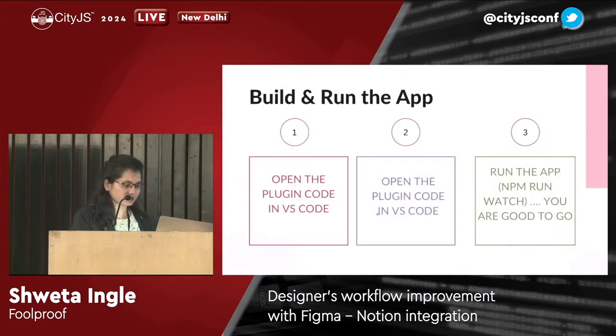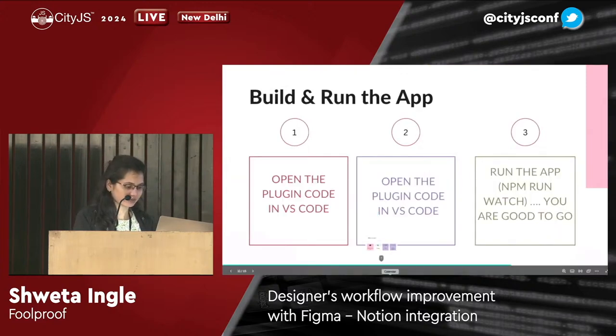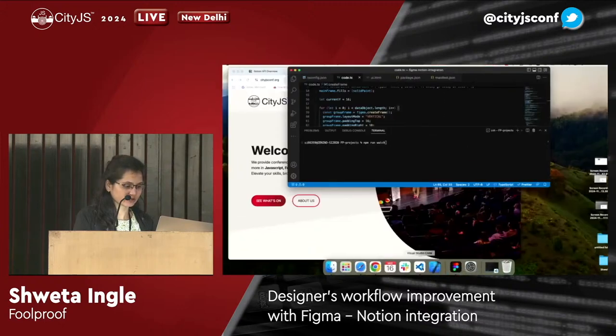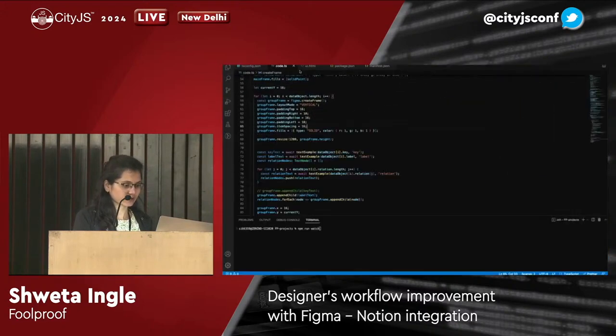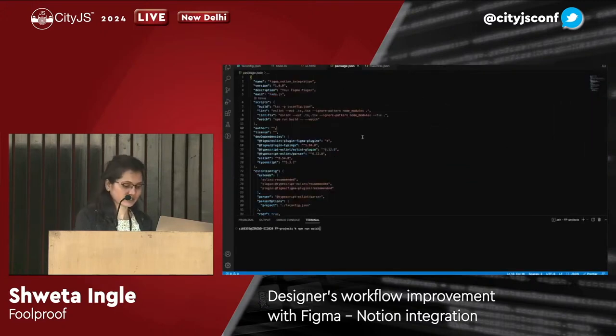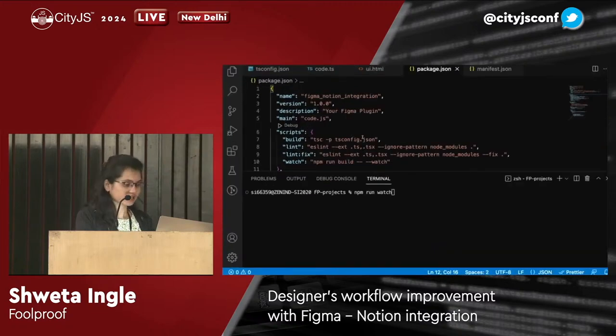So next is how to build and run the application. It's very simple. It's a normal JavaScript application. Just open the code, and if you open the package.json file, you will find these commands. First, you need to install the dependencies with npm install, second would be to build the application, and to run the application it would be npm run watch.